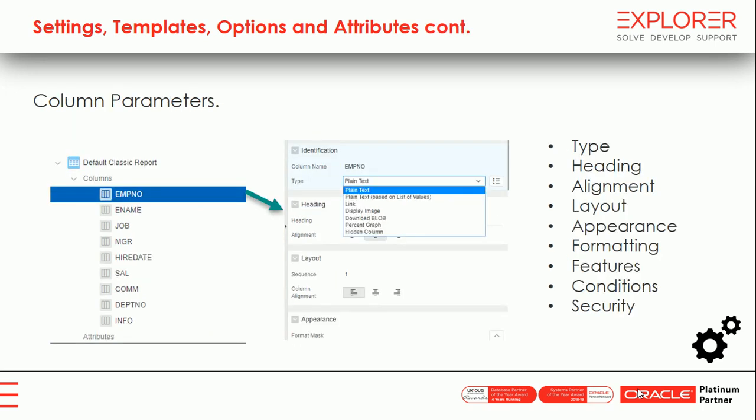Next we have the column parameters, which will change depending upon the report type you have chosen. We have the type of column, so we can do things like easily hide a column if it contains an identifier, for example, turn a column into a link, or even display an image within the column too. We can change the appearance and formatting of it with custom format masks and even HTML.